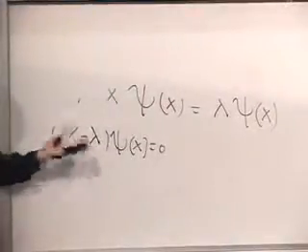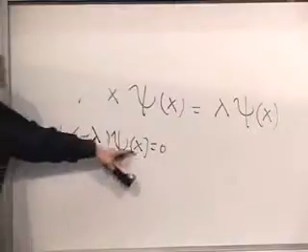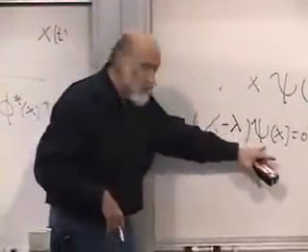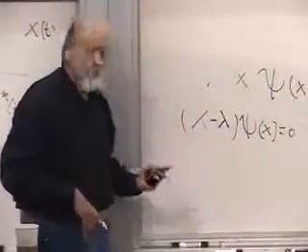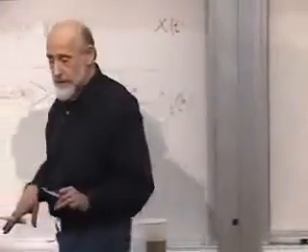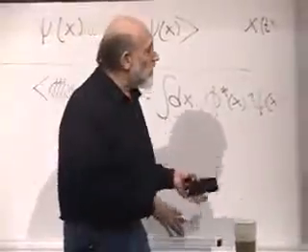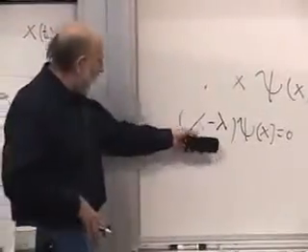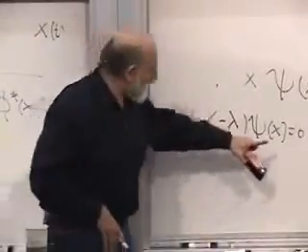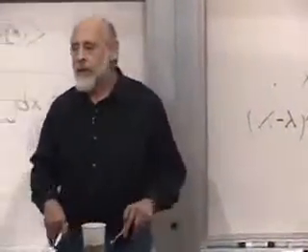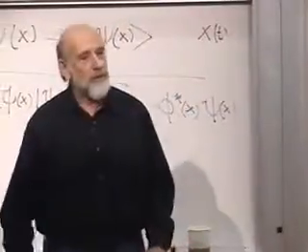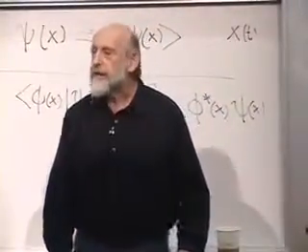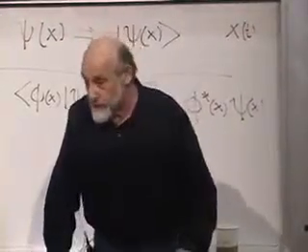x minus the number lambda on psi of x is equal to 0. This should be thought of as an equation for a function psi of x, and it must be true for all x. When you write a thing like this, you mean that it should be true for all x. Well, here's a product of two things which has to be 0 according to the equation. What do I know if a product is equal to 0? I know that at least one of the factors has to be equal to 0.